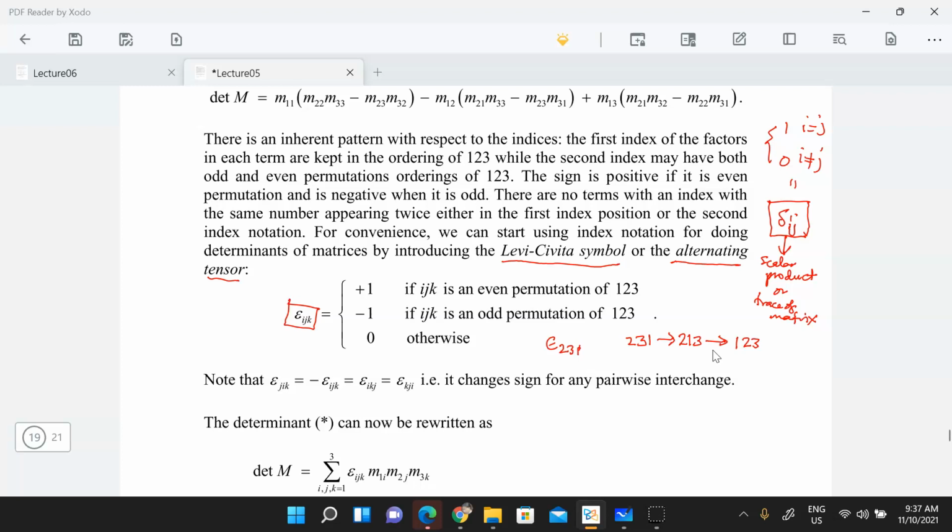Okay, you're supposed to say something. How many swaps are there? Well, nobody is listening.